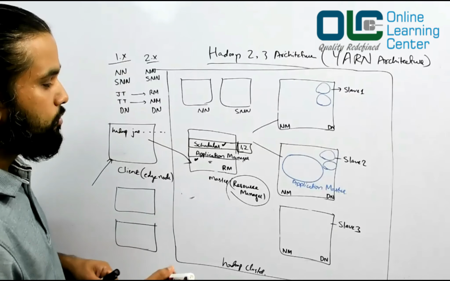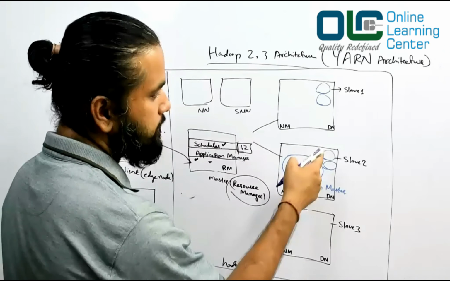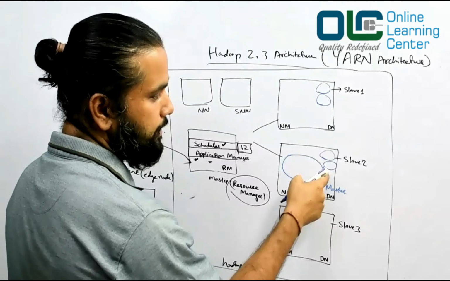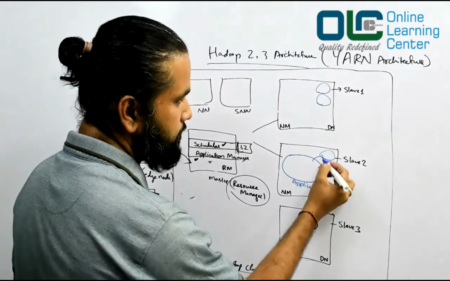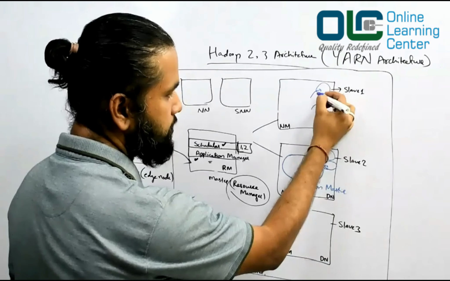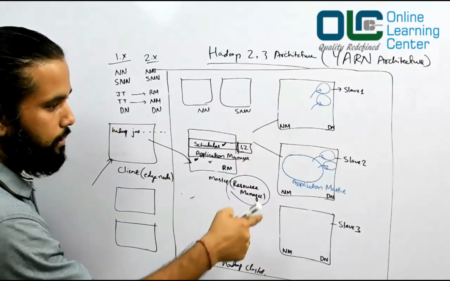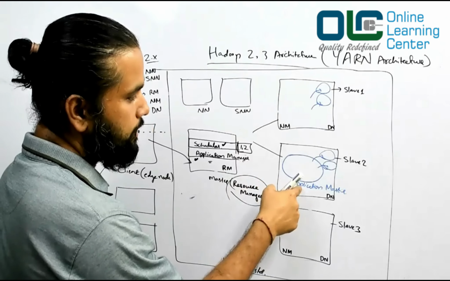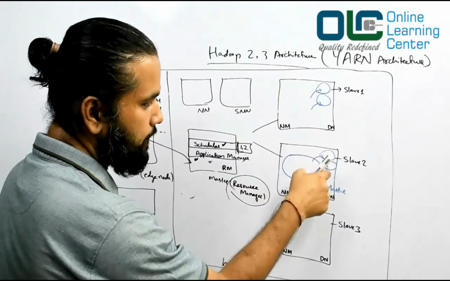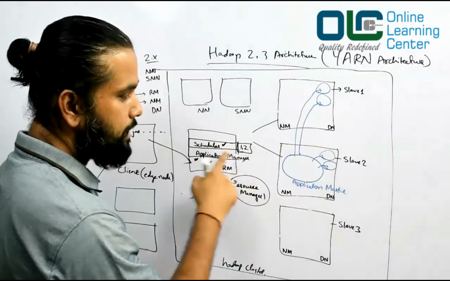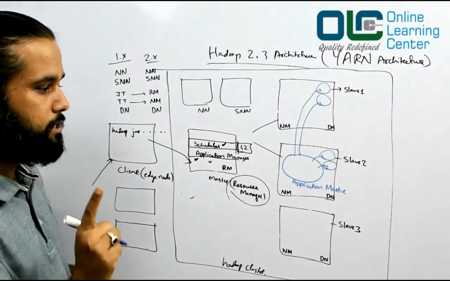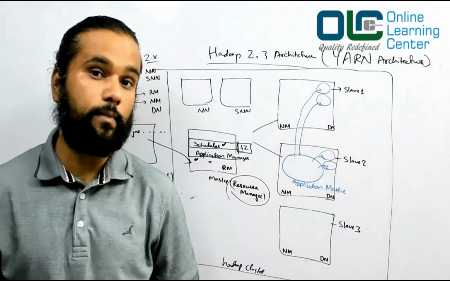Okay, so this application master would basically get the containers, and then the job would be started in these containers. If you look into this example, I will have only one application master, and this application master would start the container probably here, probably here also. But for one successful submission, there would be only one application master.